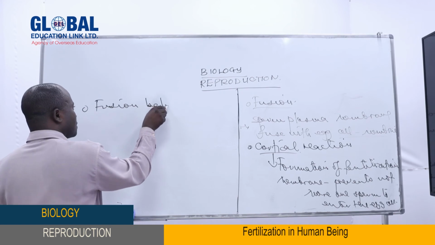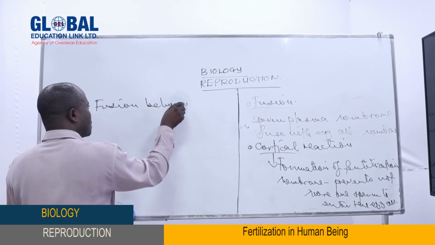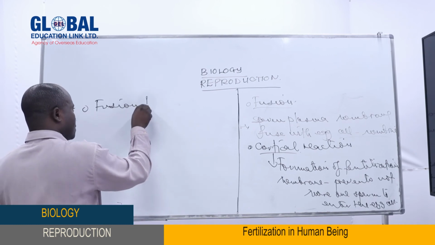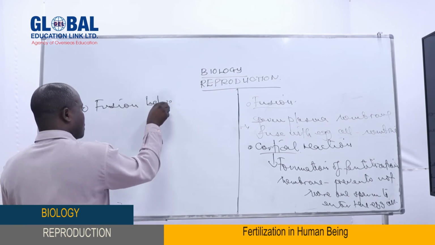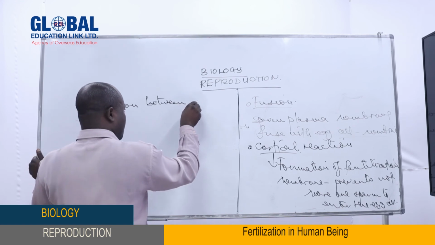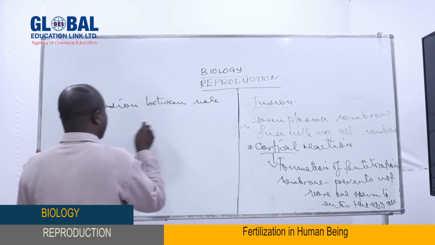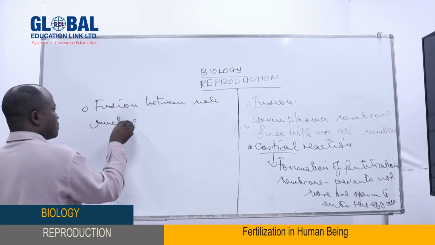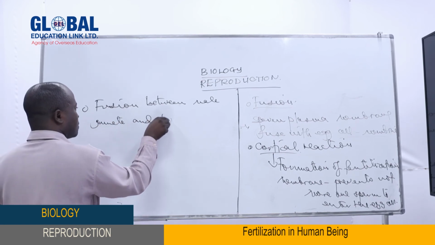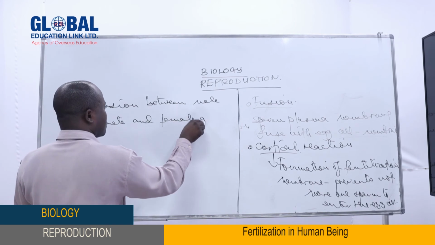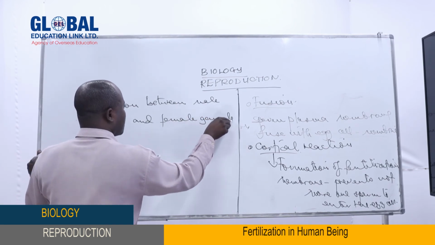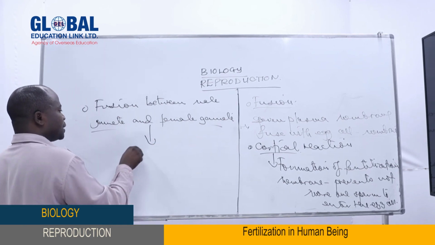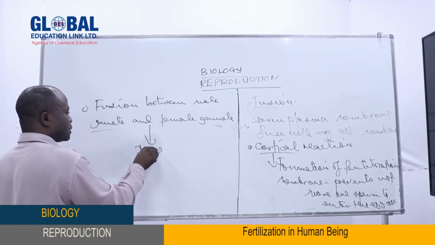between the two nuclei. This process of fusion results in a diploid zygote.